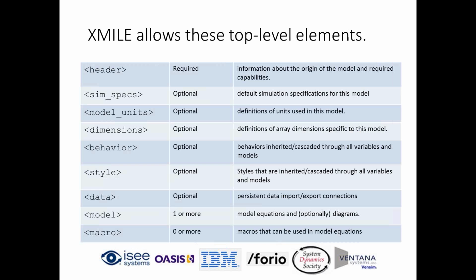Let's dive into this and look at some of the specifics in that format. That top level before, that last page of the model, had a header, sim specs, and the model. But there's actually a whole bunch of things you can do at the top level. You can do model units, you can do dimensions for arrays, there's behaviors, you can do styles. We're going to talk more about display and all the different characteristics you can do for the visual representation of models in our next webinar by Billy Schoenberg. So I won't talk too much about that today.